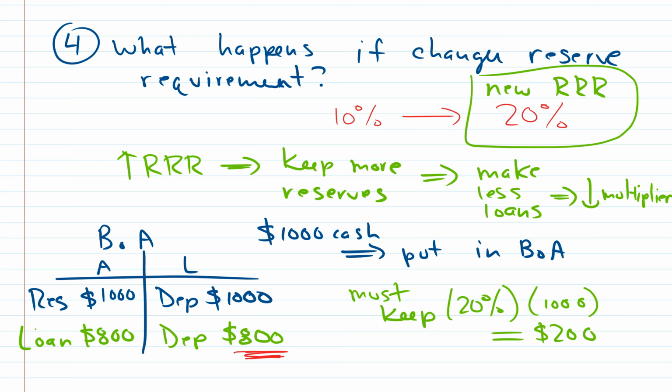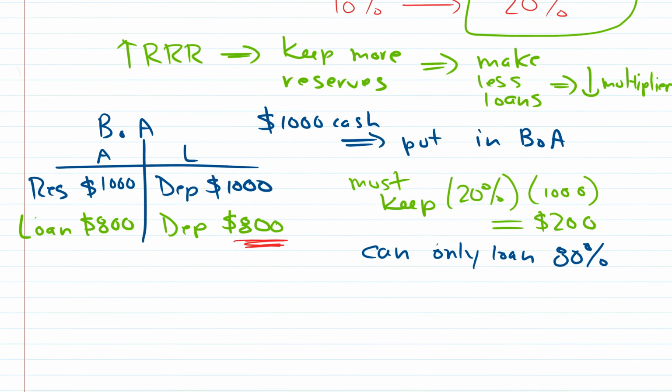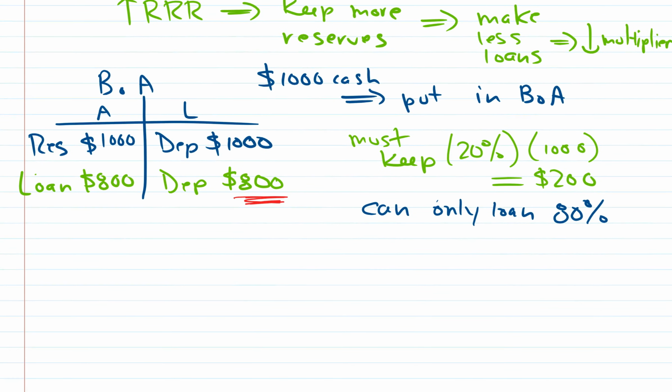And the next round is also going to be smaller again because they're going to have to keep 20%. They can only loan 80%, right? Before they were able to loan out 90% of any deposits they received, but now they can only loan out 80%. So each round will be smaller. If it goes to the next bank, then on this $800 they're going to have to keep 20%, so they keep 160, and they can only loan out 640. So each round of lending is smaller.